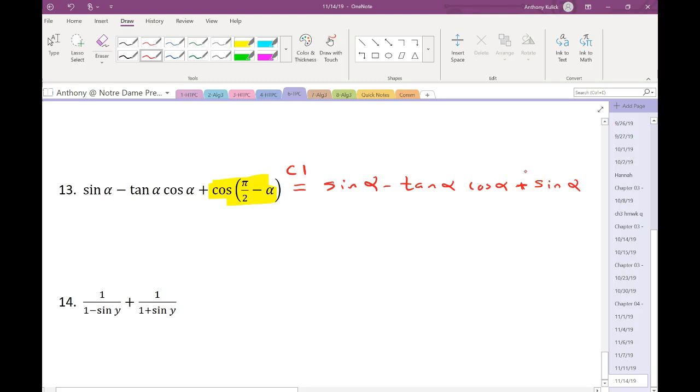And Hallie, what did you see in the starting problem that made you look at the C's to start with? The pi over 2. So that allowed us to turn cosine of pi over 2 into sine, so just sine. Those are the alphas. Okay. What should we do next?